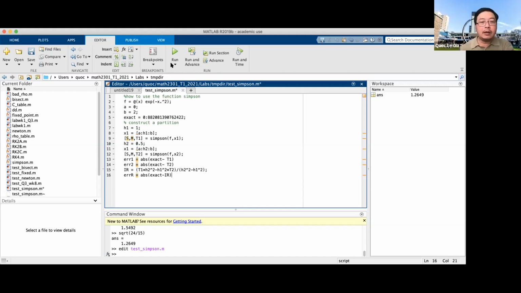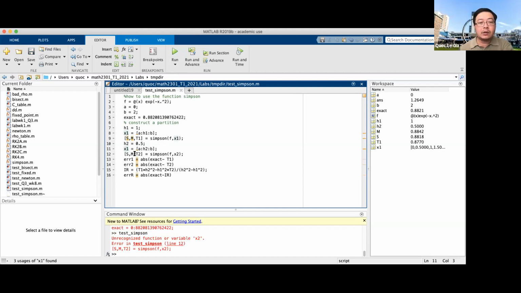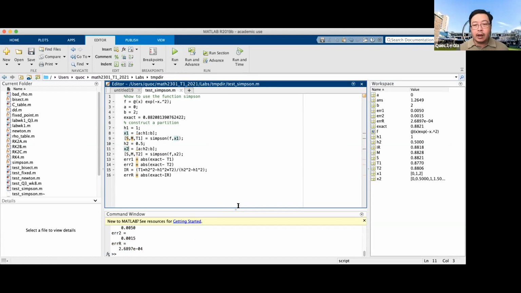So we run it. So what is the problem? Okay. So this one should be a dot. Unrecognized X2. Okay. So this one should be X2. Okay. So save it. So you can see that.